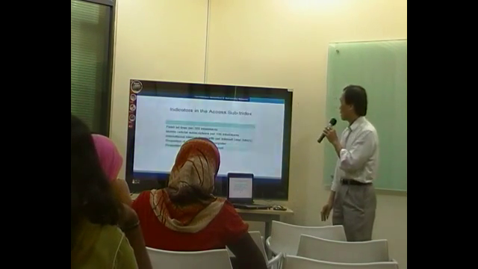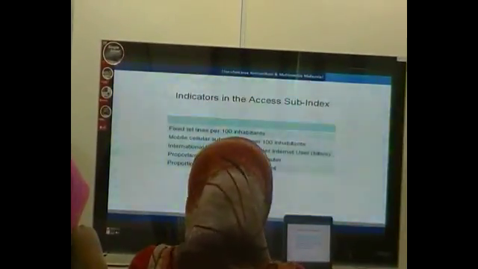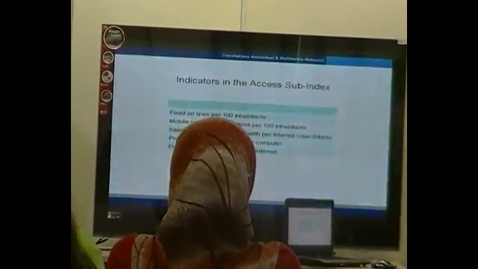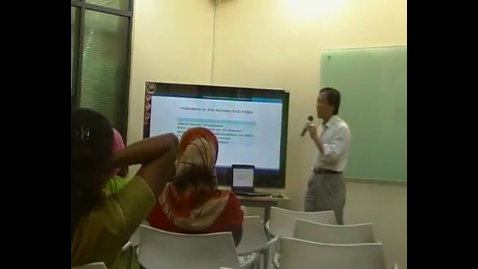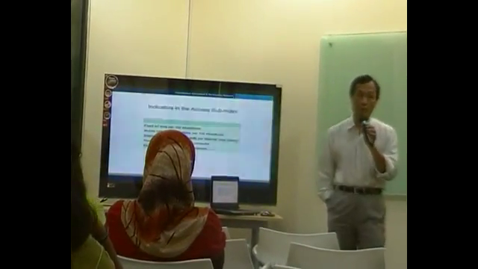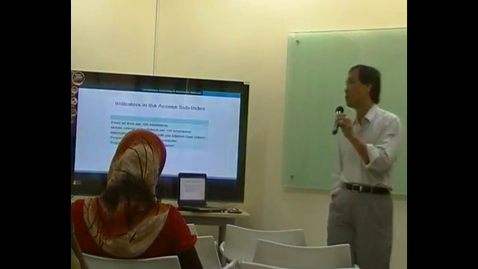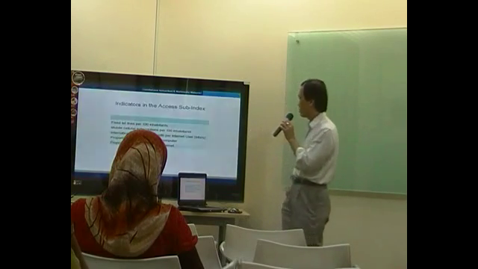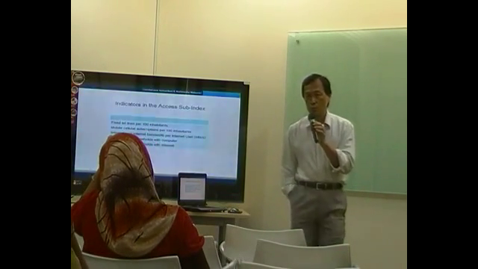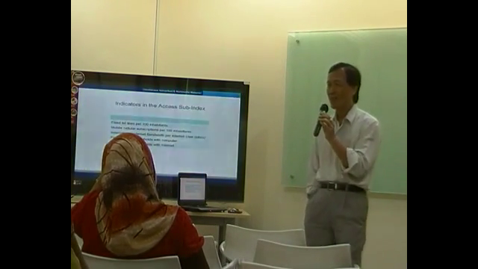Okay. What are the indicators in the access sub-index? Let me quickly go through with you. Fixed telephone lines per 100 inhabitants. Do you think we are strong here? I don't think so. In fact, this is on a decline. Mobile cellular subscriptions per 100 inhabitants. I think we are very strong here. We are already 105. Okay? But do you know what is the highest mobile cellular subscription ever reported? 230 plus by UAE. Right?